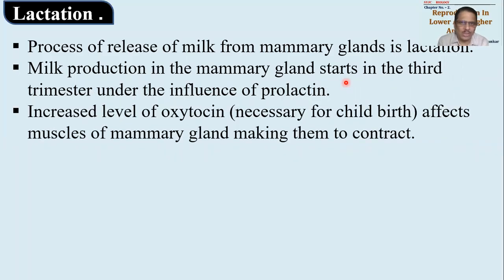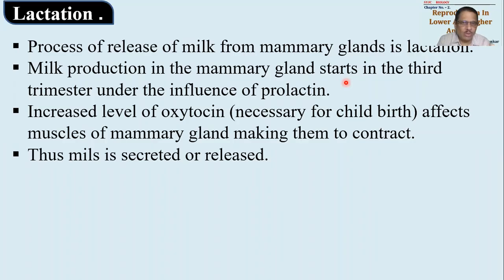Increased level of oxytocin. This same oxytocin, which is necessary for childbirth or uterine contraction, will also affect the muscles of the mammary gland, making them contract. As a result, when the muscles of the mammary gland start contracting, the milk is secreted or released.